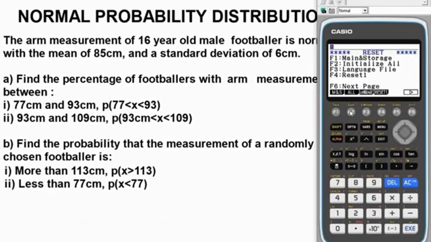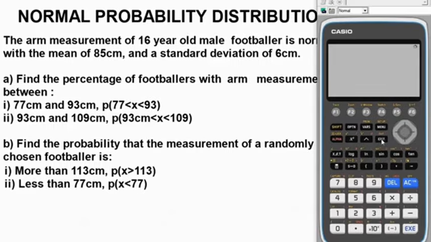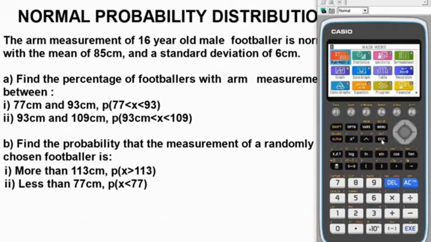When you get to press F2 to initialize all, then F1, and it will begin to initialize all as indicated here. Okay, so we're going to solve these problems we have here very fast. So this calculator is done. Press exit. Alright, now the next we need to put the calculator in distribution mode. That's the mode we're going to work with.